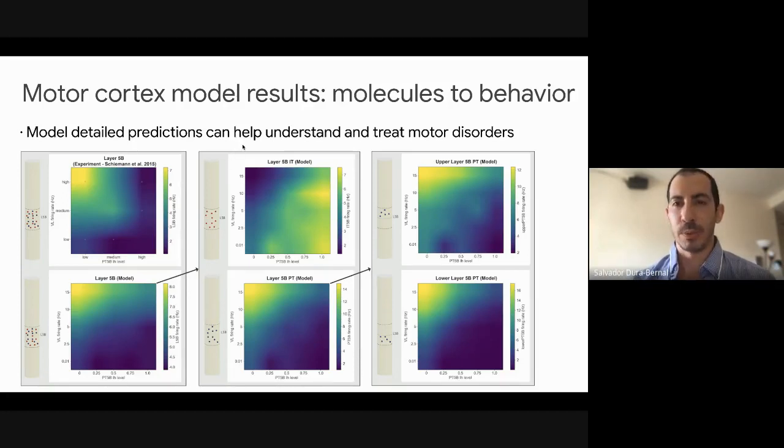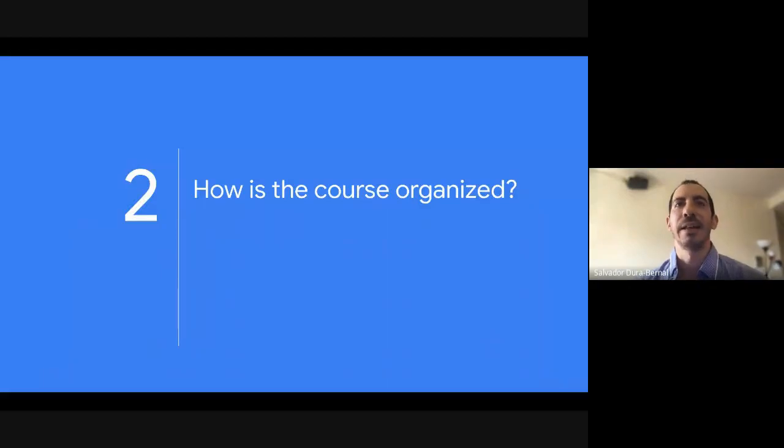So I hope this gives you some insight, some understanding of some of the things you can do with these kinds of models. And now we're going to move on to the second section. So we're going to see how the course is organized and look at some of the logistics.